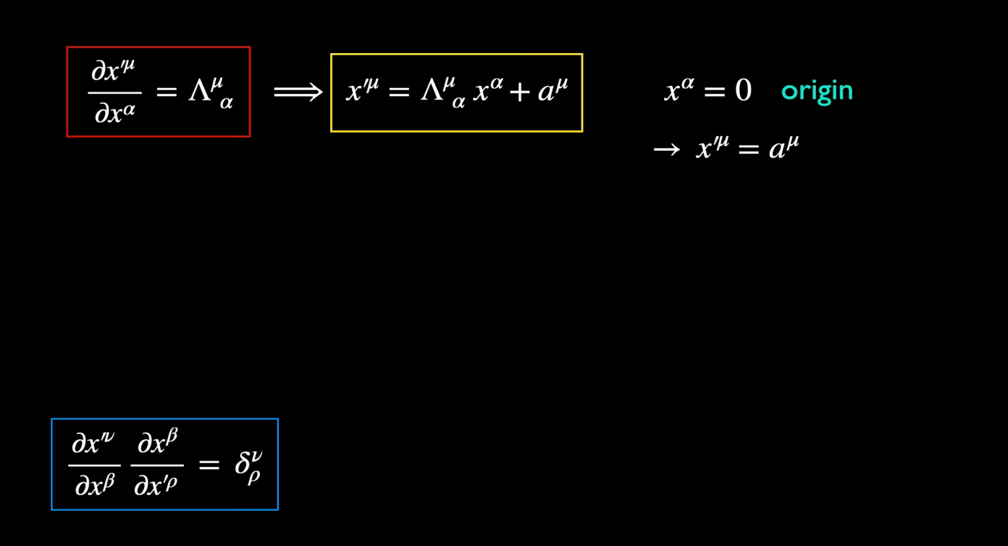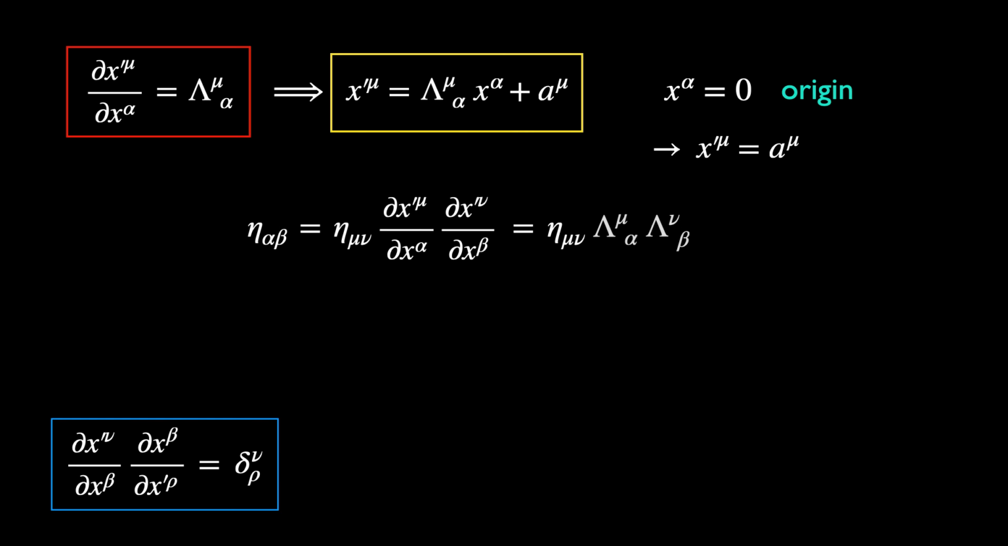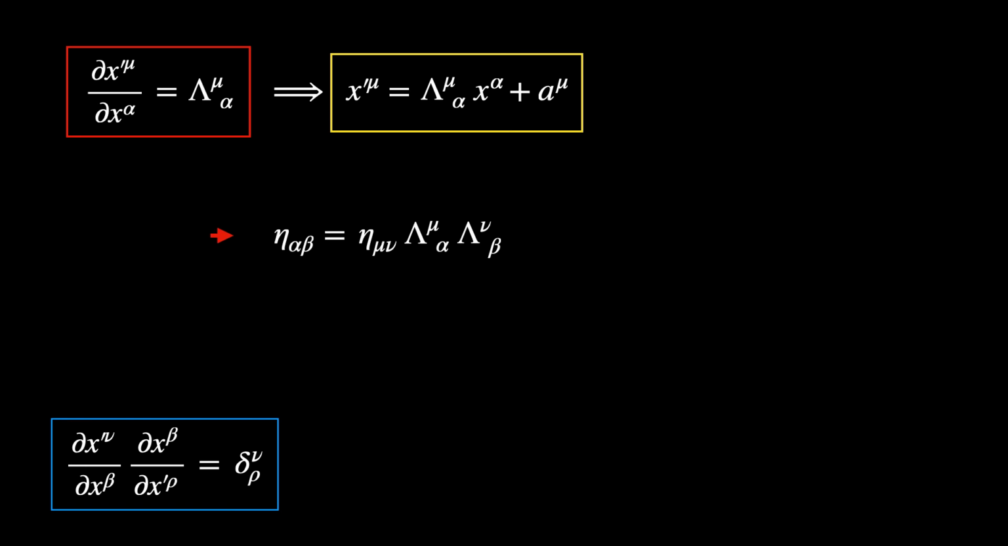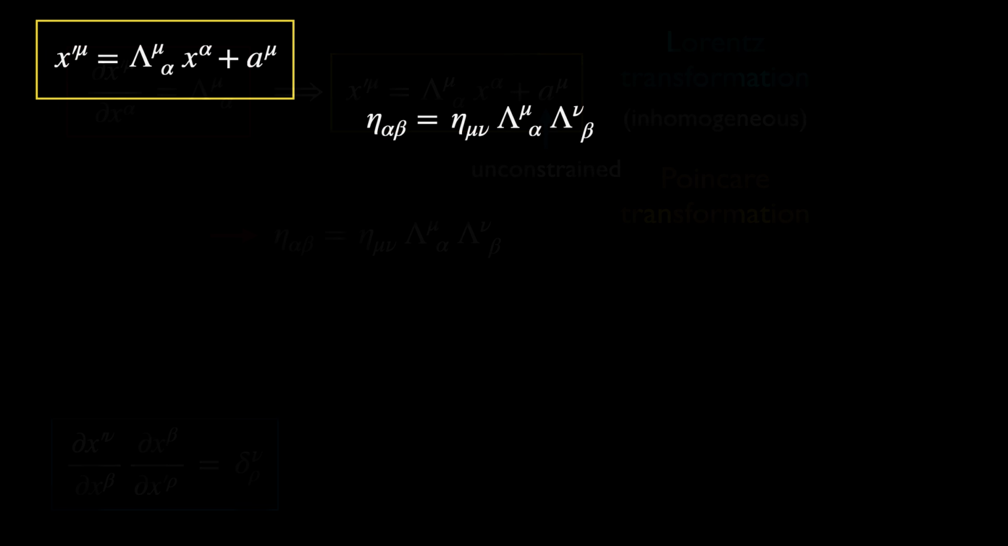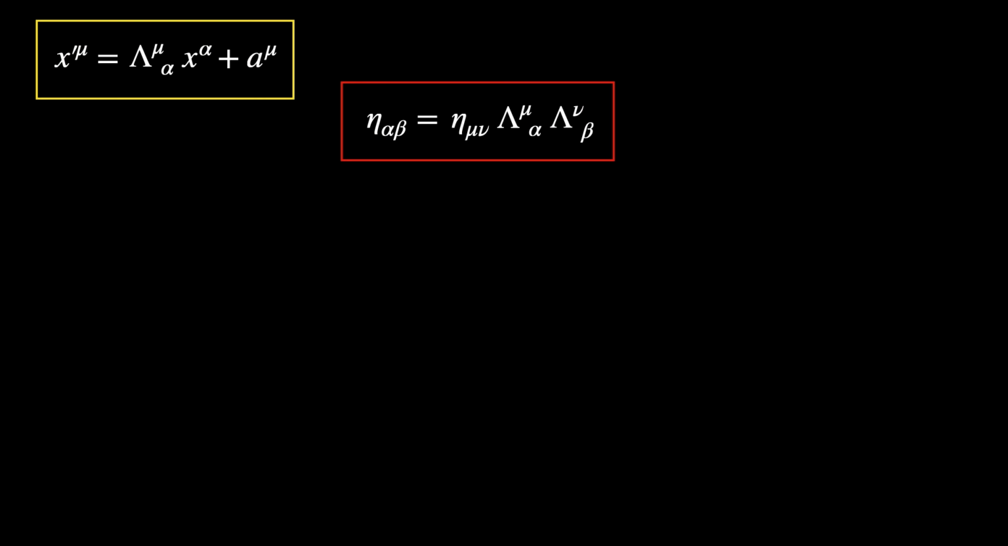Let's substitute our result back into the equation, which comes from the invariance of spacetime distance. A is completely unconstrained by this equation. This relation between x and x prime is known as the inhomogeneous Lorentz transformation or the Poincare transformation. Often, we shall refer to the matrix lambda as the Lorentz transformation. Now, let's solve for lambda using the invariance equation.